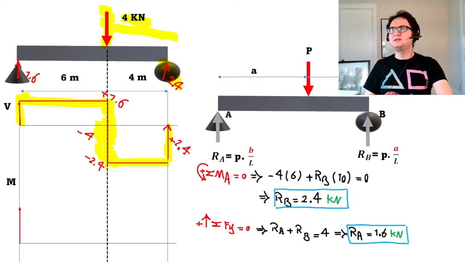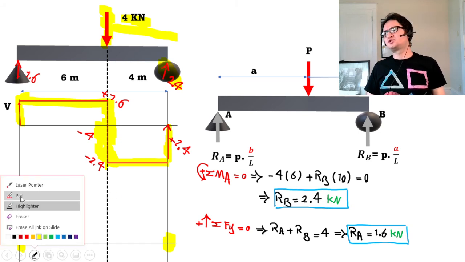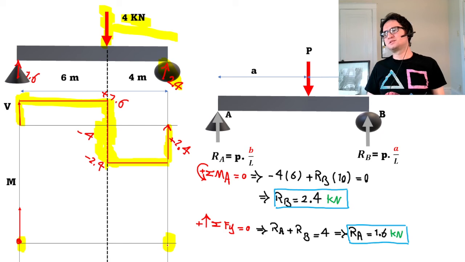So let's see what happens in moment. Do you remember we talked about the area under shear? First of all, we don't have any moment at these supports because they're not fixed. One of them is a roller and the other is a pin, so there is no moment. We have moment only at a fixed support, like a cantilever beam. So we simply know it should be zero at the beginning and zero at the end.